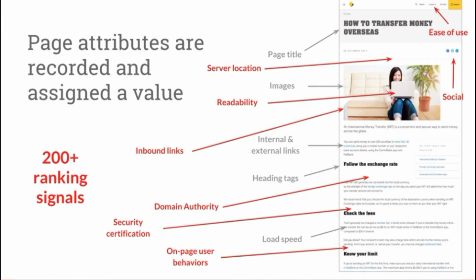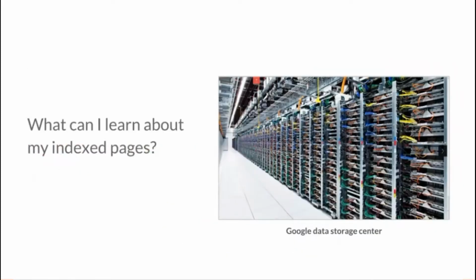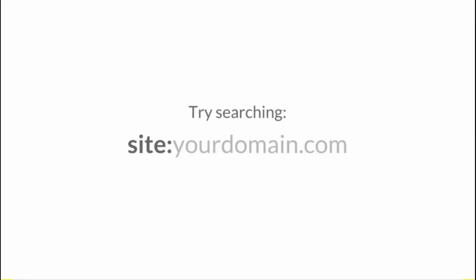This is often said to be 200 or more ranking signals that are collected by the search engine when indexing a page. So all of that is stored in a storage center, and we would call that the index for the search engine. Well, what can we know about the indexed pages that the search engine has about our site or our customer site? Well, we can get a sense of what pages are in the index for a site by using this search operator.